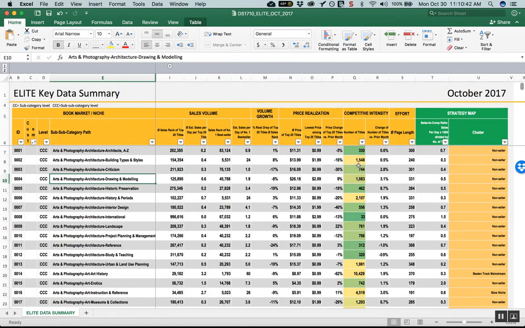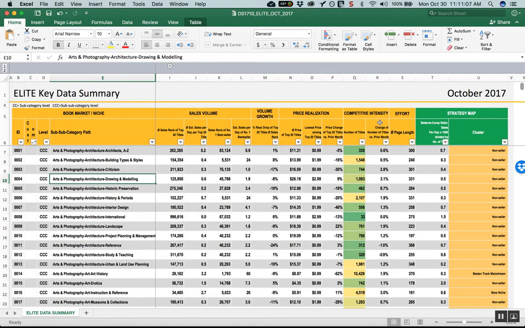Okay. So the next section here for price realization is going to be the price change of the top 20. This is going to be very relevant to us because we want to make sure that we are in the upward slope, not the downward slope. We don't want to be part of the Me Too's. We don't want to be part of the mass entrance of a lot of people where there's going to be a lot of competition.